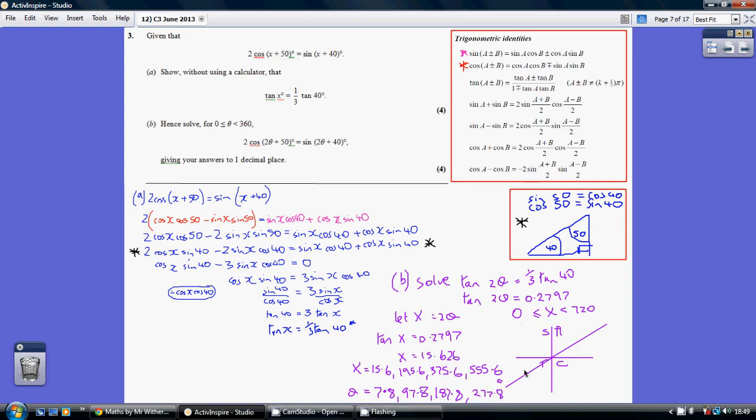Now, using our all silver toy cars, if we just go between 0 and 720, our values come here at 15, all the way around here, which is 180 plus the 15, that's 195, 360 plus the 15, that's 375, and 360 plus another 180 plus that 15 gives us 555.6. Now that's all our capital X values, so we just need to return it to theta. To get from X to theta, we divide by 2, so we halve each of these 4 values to give us our 4 final solutions.